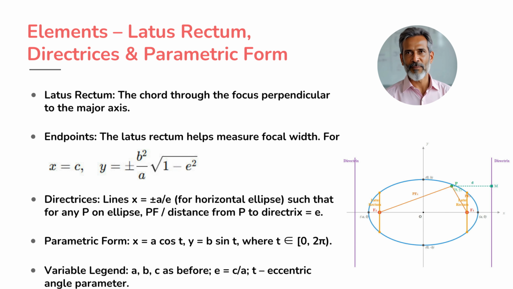This is what connects the ellipse definition to its algebraic form. You can express every point on an ellipse as x equals a cos t and y equals b sin t, where t is the eccentric angle. That parameter t ranges from 0 to 2 pi and helps us trace the entire ellipse easily. It's like giving the ellipse GPS coordinates. You can find every point using just one parameter t.